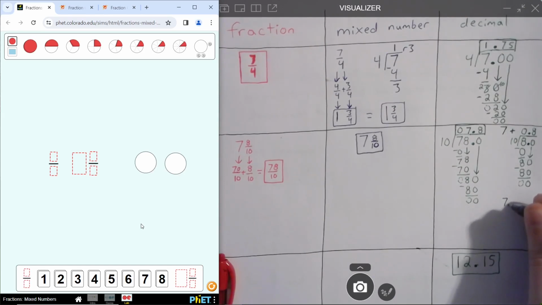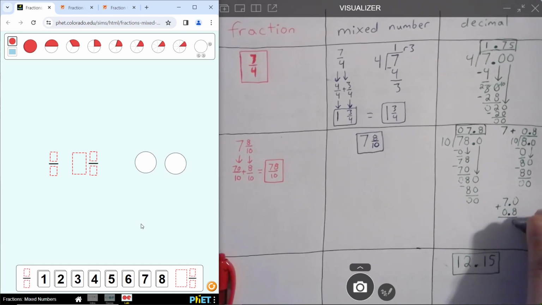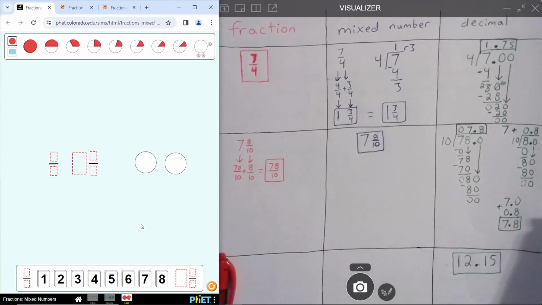If you can't do that in your head, you can think of it as 7 with the decimal point, and then 0.8, put a placeholding 0 here, and what you end up getting is 7 and 8 tenths. Ta-da! So there are actually more than one way to convert between some of these different numbers.